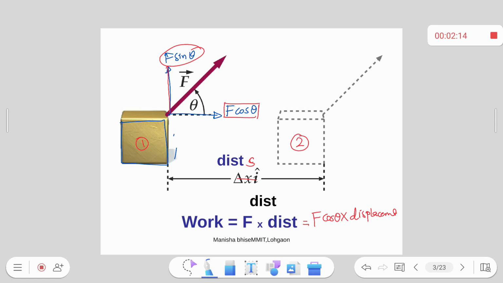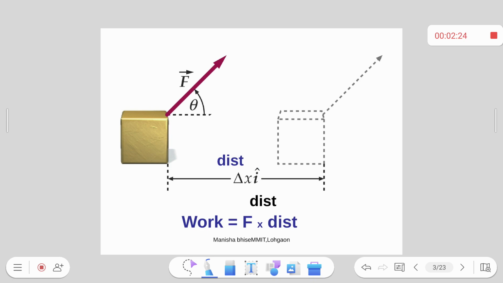Now, when is the work done positive, and when is it negative? Work done is positive if your applied force, F cos theta, is in the direction of your motion. So in this case, this F cos theta is causing the positive work done.